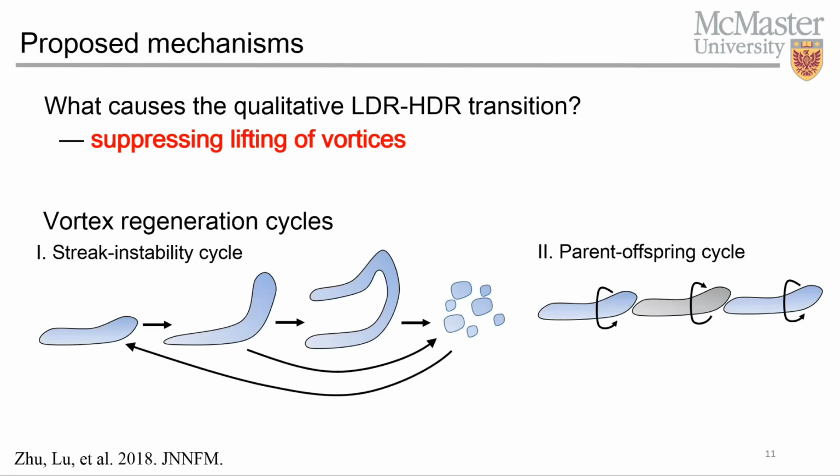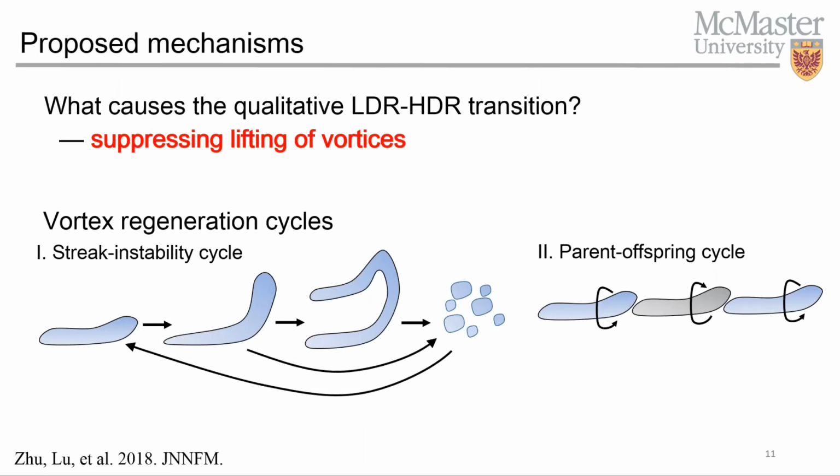So in the literature, there are 2 vortex regeneration cycles that are widely discussed. The first is the streak instability cycle, where a streamwise vortex gradually grows and lifts up. Eventually, it will break down to small fluctuations, which add a new perturbation to the flow and may trigger another vortex. The other mechanism is called the parent-offspring cycle, which is more straightforward. The evolution of the parent vortex could directly form another offspring vortex on either side of the parent.